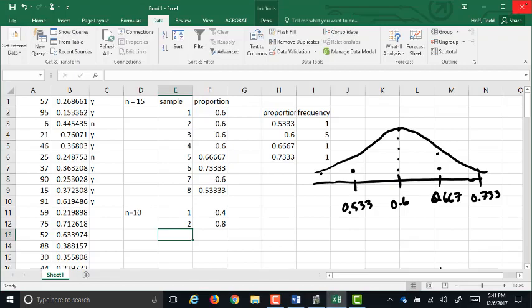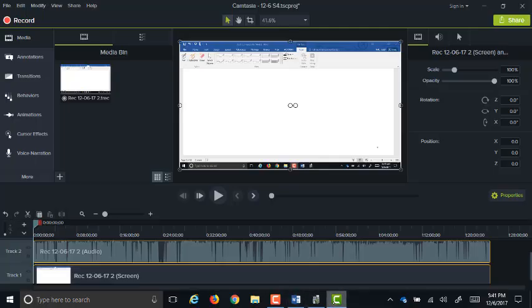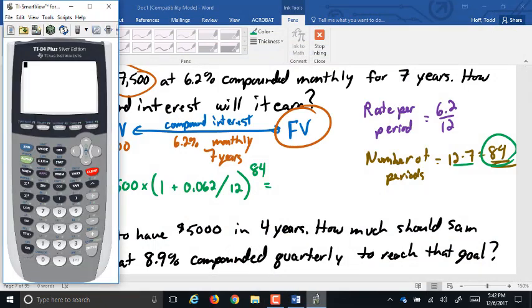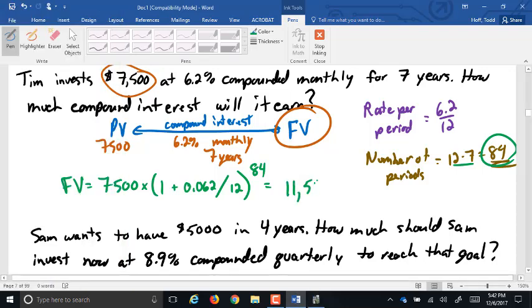Oops, I can get rid of some of this stuff. There's my calculator. So 7,500 times parentheses 1 plus 0.062 divided by 12, power of 84. 11,562.72. Is that our answer?